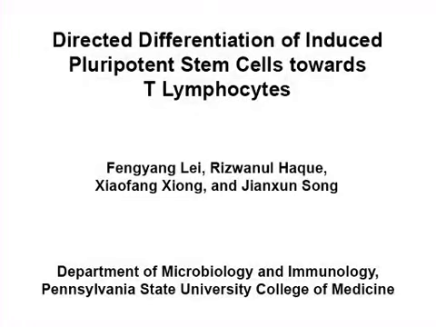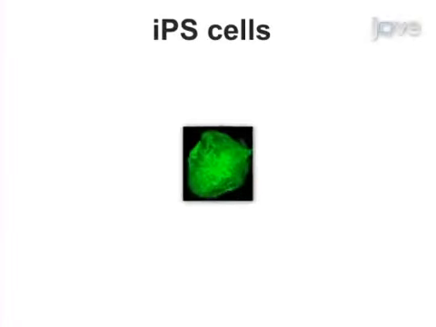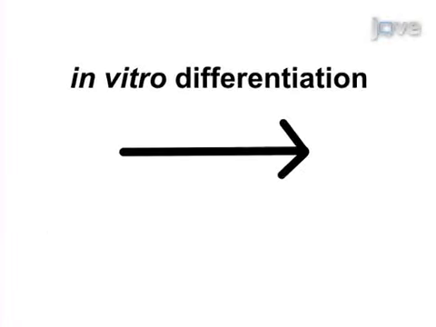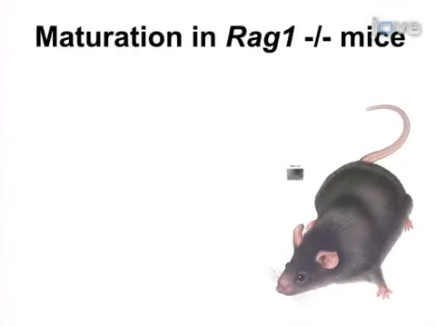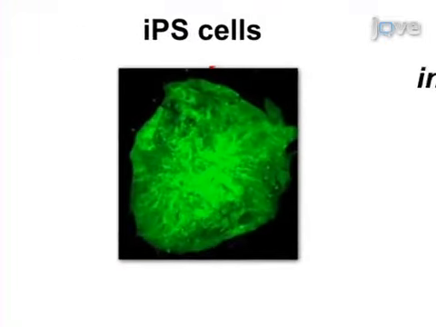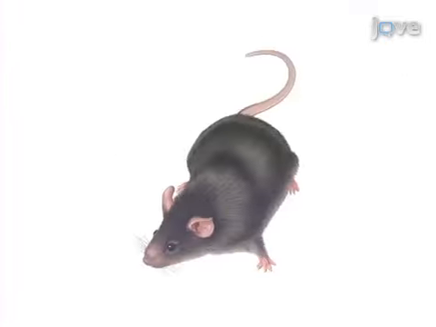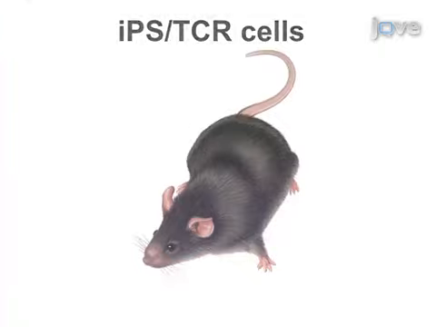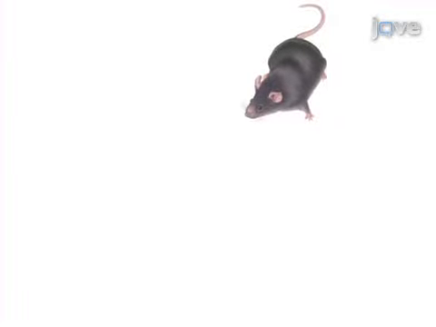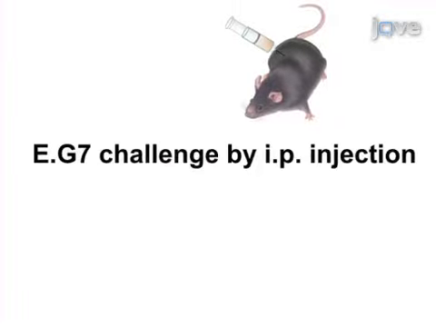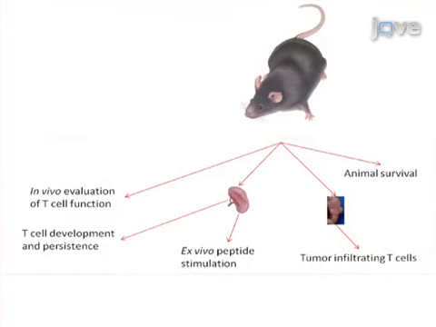The overall goal of this procedure is to generate and characterize T lymphocytes from induced pluripotent stem or iPS cells. The iPS cells can then be differentiated in vitro on an OP9DL1 culture system and then matured in vivo in a RAG-deficient mouse. Or the cells can be genetically engineered to overexpress OT1 TCR and then adoptively transferred for in vivo development. After 6 weeks of in vivo differentiation, the mice can be challenged by intraperitoneal injection with EG7 tumor cells, and then the antigen specificity of the iPS-derived T cells can be evaluated.